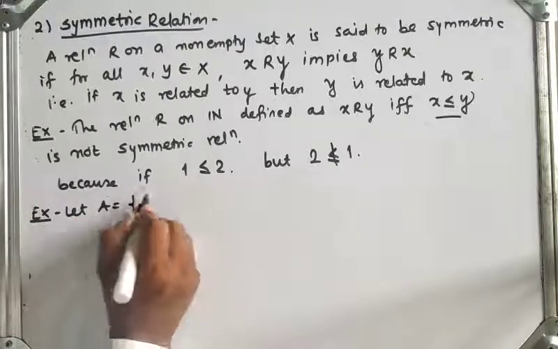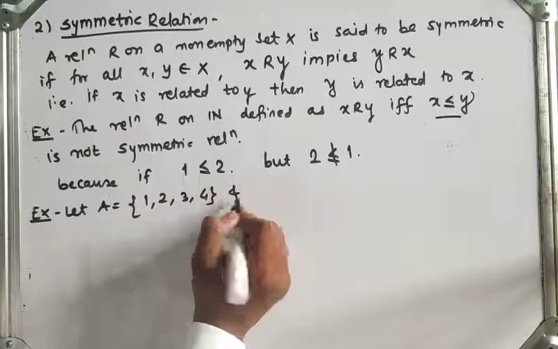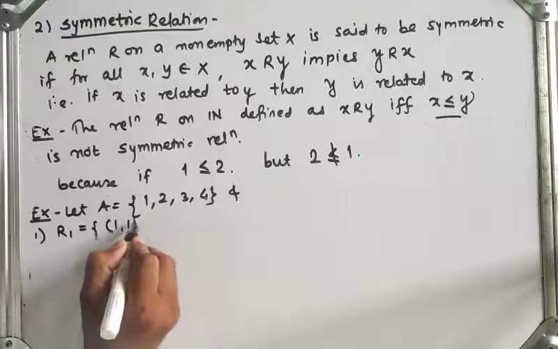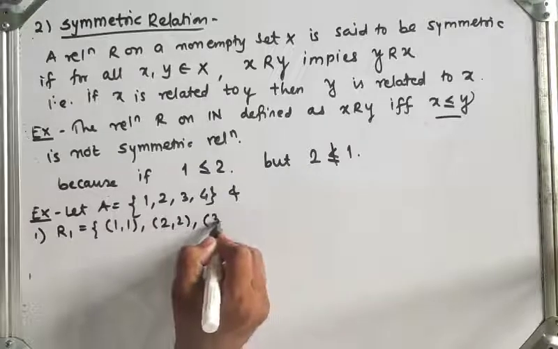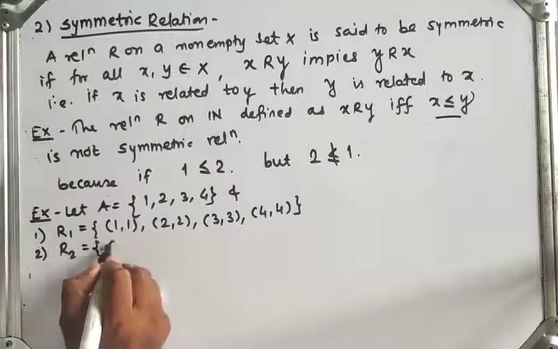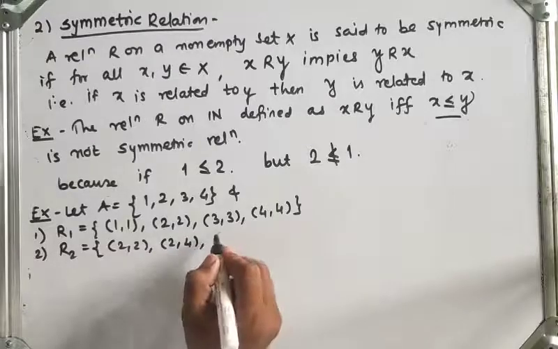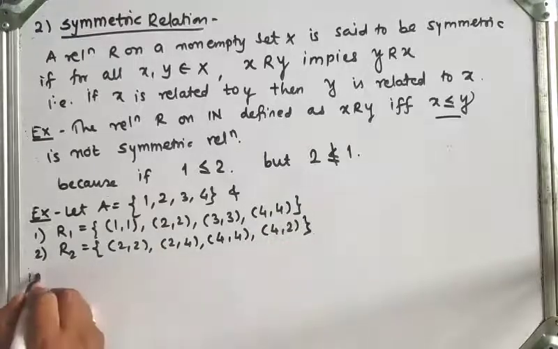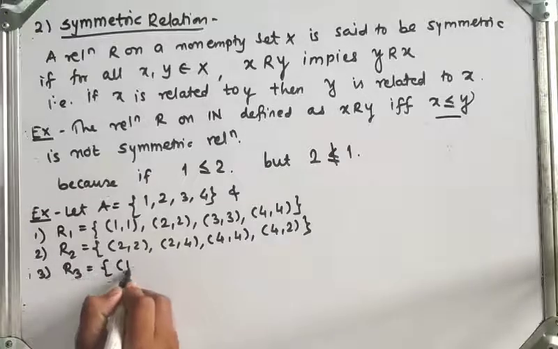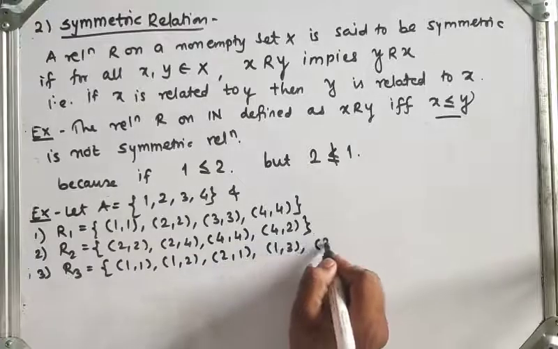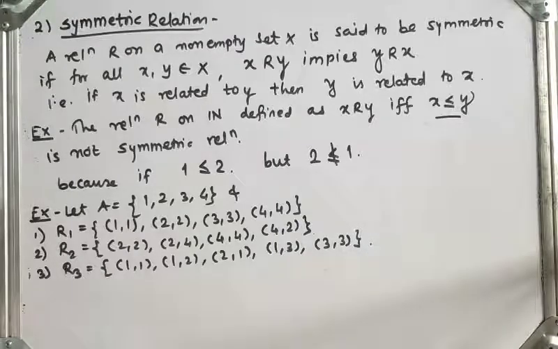Now the next example: let A be equal to {1, 2, 3, 4} and given first R1, which is {(1,1), (2,2), (3,3), (4,4)}, second R2, which is {(2,2), (2,4), (4,4), (4,2)}, and third one R3, which is {(1,1), (1,2), (2,1), (1,3), (3,3)}. So for these relations R1, R2, R3 we will see the solution.